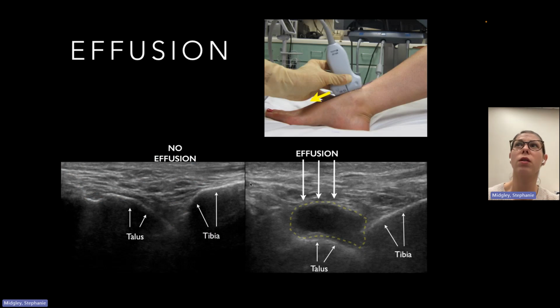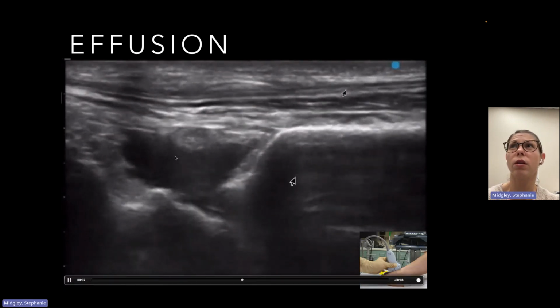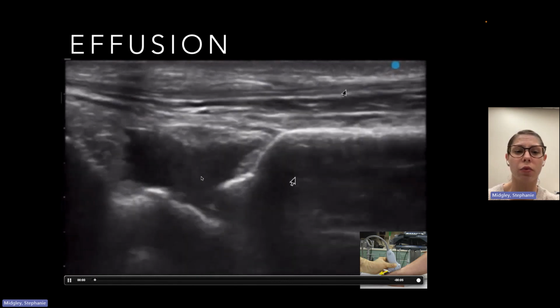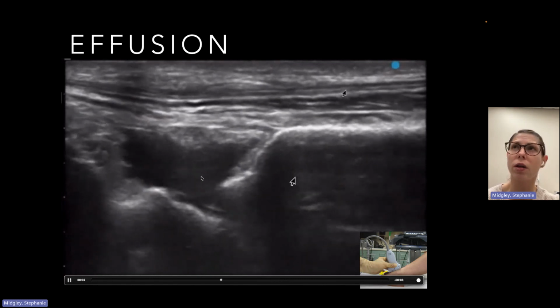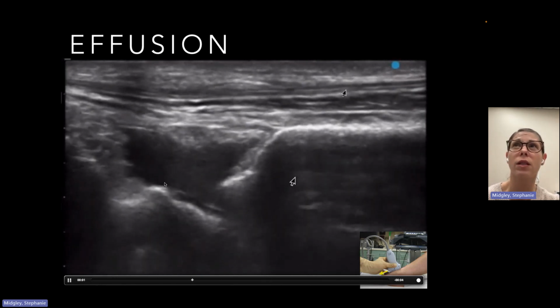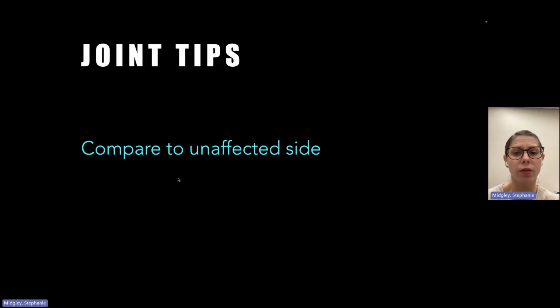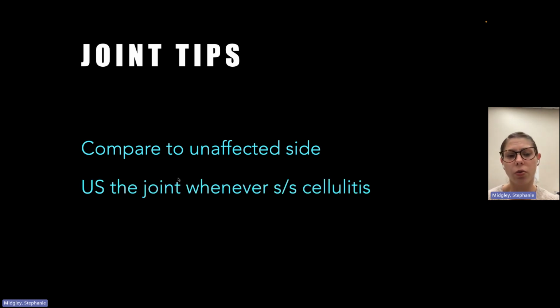So if there's an effusion, again, you're going to see black. That's going to be distending this area. So same thing, here's an effusion right there. If this patient came in with a red swollen ankle, it hurt to walk, and it looked like maybe cellulitis, and I ultrasounded them and this is what I see, they need a tap. All right, cool. So some quick tips. Always compare to the unaffected side if you're not sure. It's going to help you figure out if there's an effusion or not. And my general rule of thumb is if there's a surrounding cellulitis over a joint, always ultrasound it to figure out if you need to tap the joint or not.